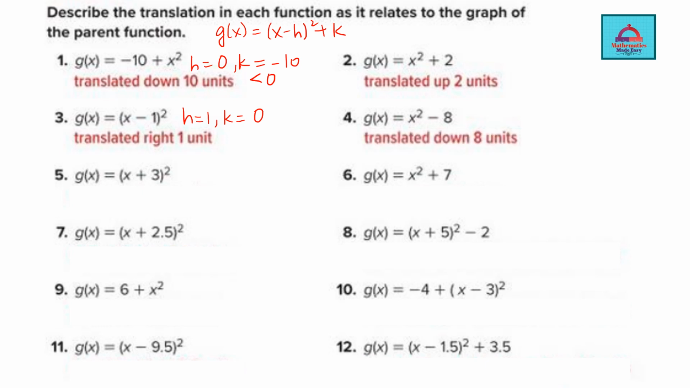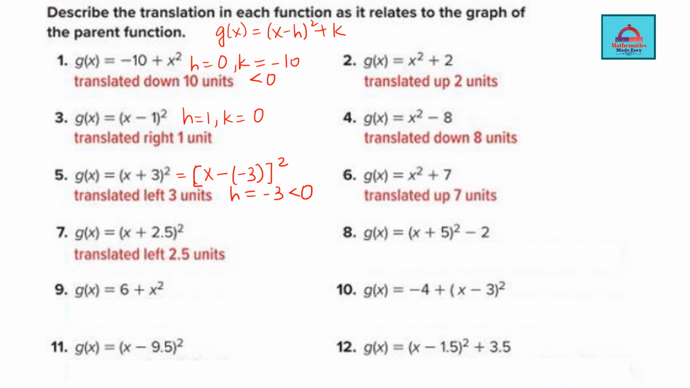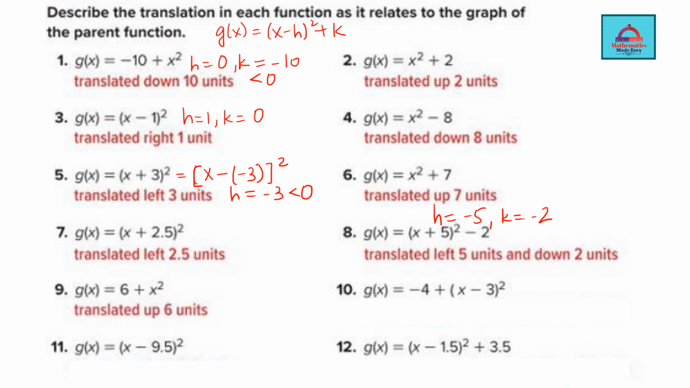So I hope you have understood now. And here, one sign mistake usually students make, I don't want you to do that. You are comparing with x minus h. So here h is negative. h is negative 3. So if it is negative, it will go on the left and not on the right. Similarly, 7 units up, 2.5 units left. And in this one, your h is negative 5, k is also negative. So it will go left 5 units and down 2 units.